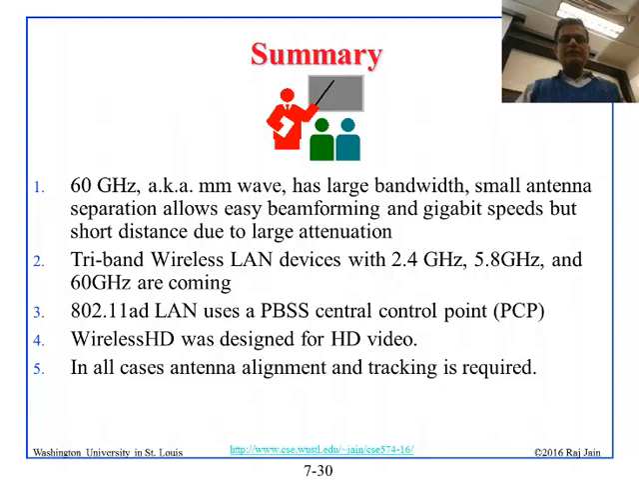All right, the summary of the whole chapter. 60 gigahertz, also known as millimeter wave, because as we said, 60 gigahertz is 5 millimeter. It has large bandwidth, very small antennas, so you can have lots of antennas, and you can use beamforming to get gigabit speeds. Nowadays you can buy tri-band devices. So you can buy a router which has 2.4 gigahertz, 5.8 gigahertz, and 60 gigahertz. Actually, they are saying they are coming, but they've already come. I checked on Amazon, you can buy a tri-band.